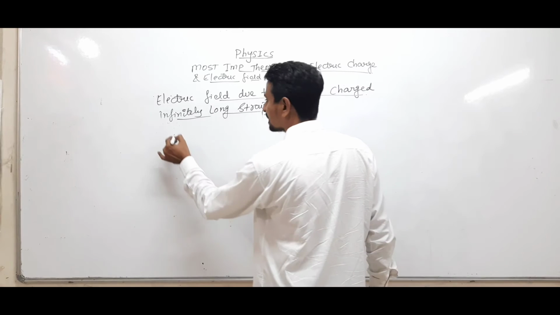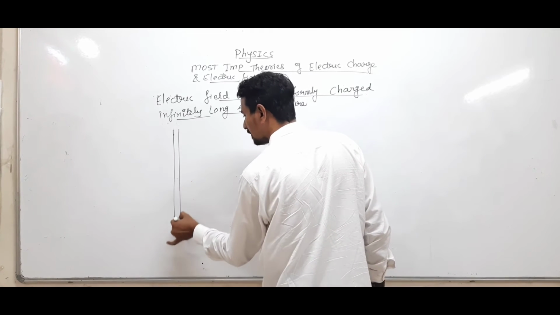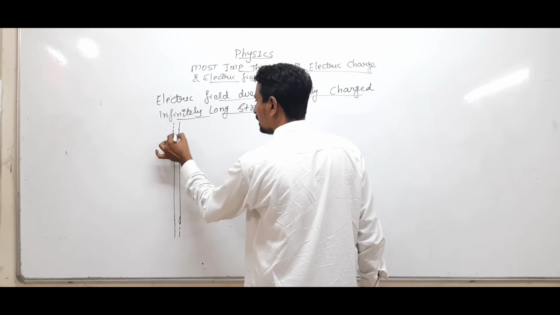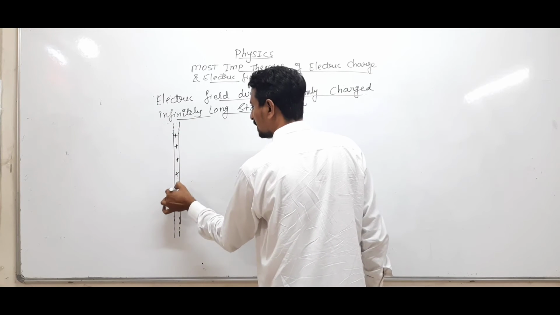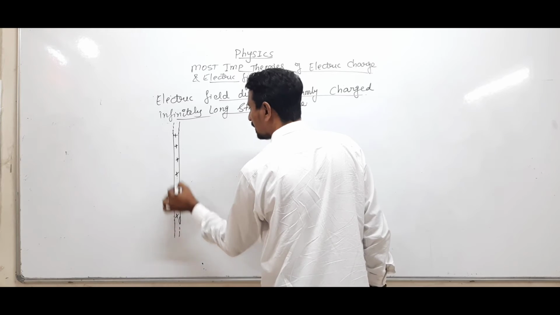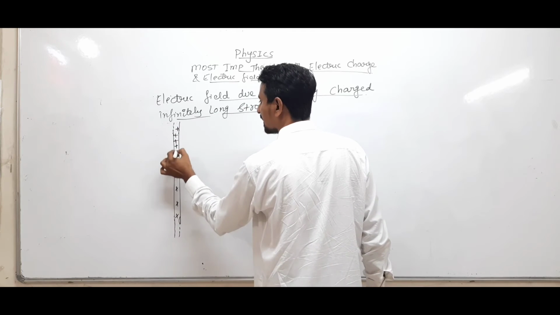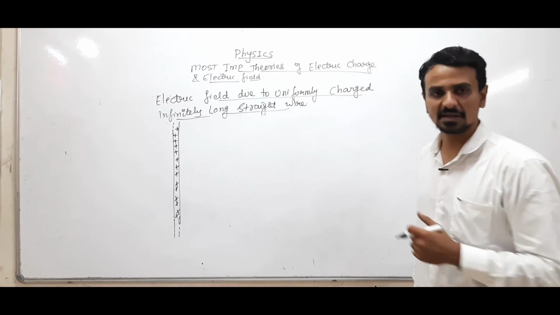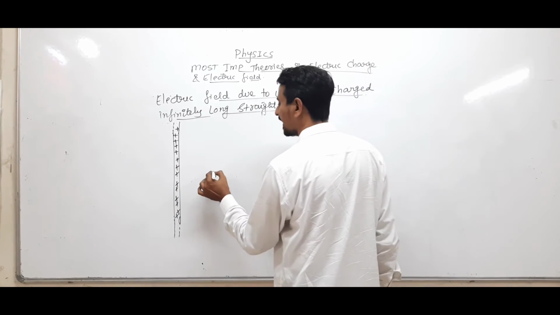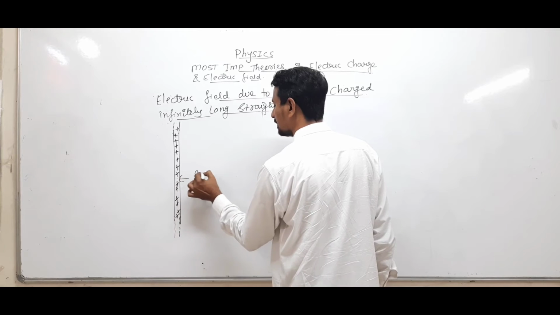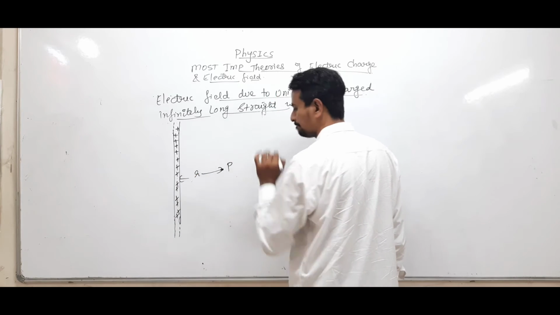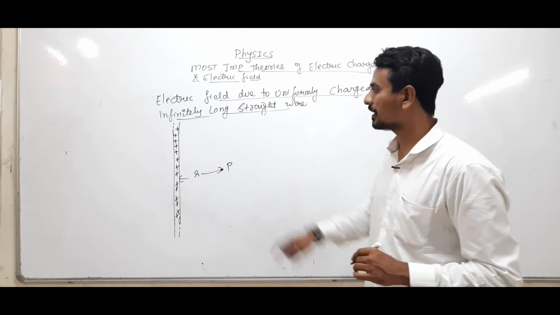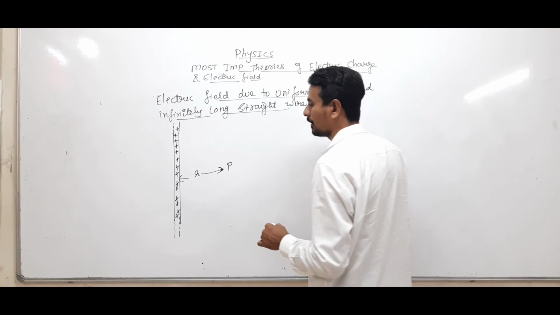Suppose this is an infinitely long wire having a charge q, and let lambda be the charge density. Because of these charges, suppose we have to calculate the electric field at any distance r, here at this point. Clear? Because of the charges on the infinitely long wire.